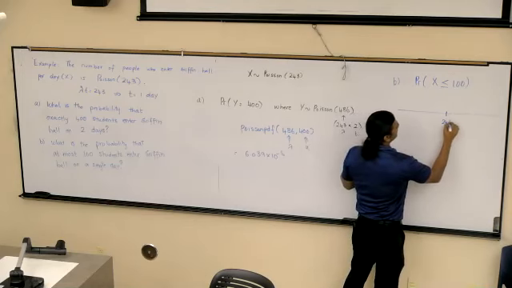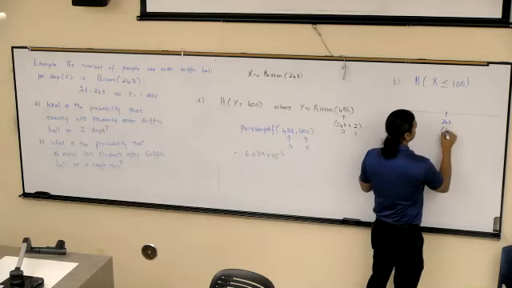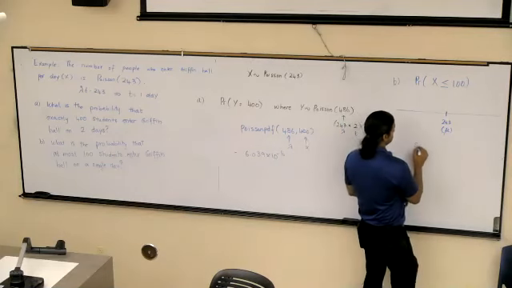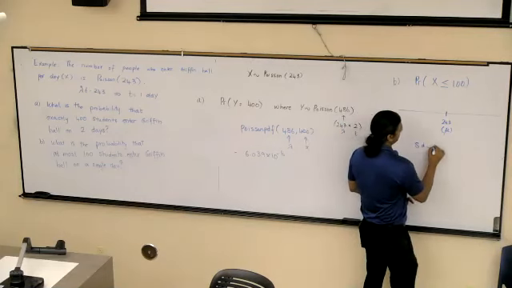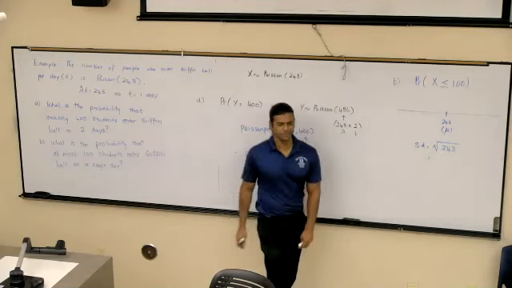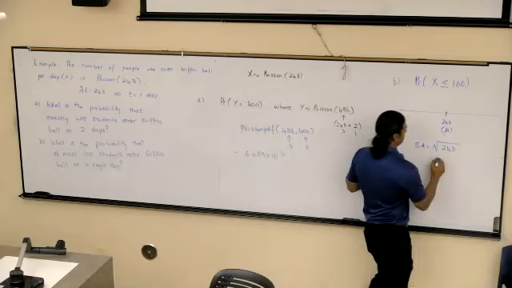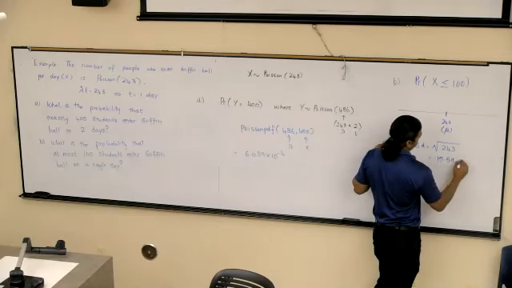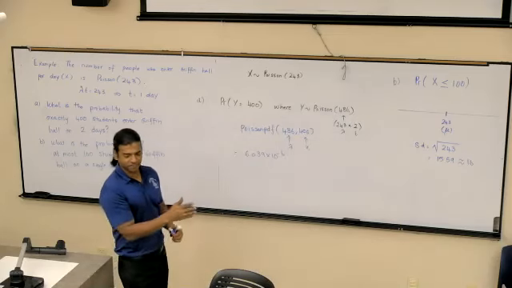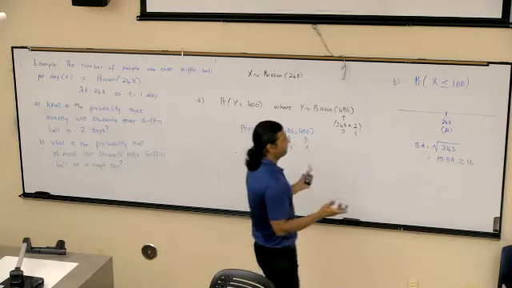So 243, yes, that is the expected value, mu. The square root of lambda t will give me the standard deviation. In this case, the square root of 243, approximately 15.5. I'll round it to 16 because we don't want half a person coming in.